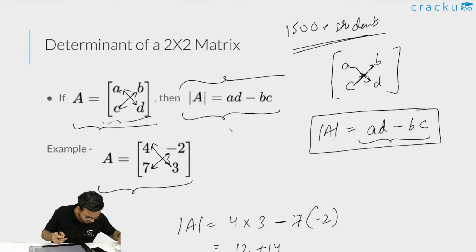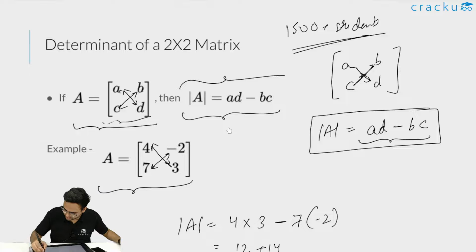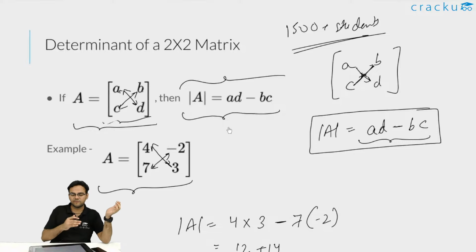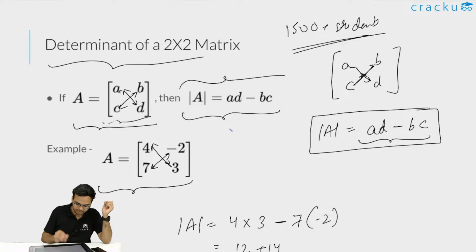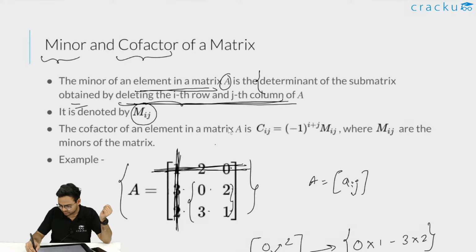So I think we have no doubts in this one. So now let's move to minors and cofactors. So, understanding the determinant of a 2 cross 2 matrix, I think this slide should be before calculating the minors and cofactors. So that's why I took the determinant of a 2 cross 2 matrix. Now let me explain how to calculate the minors and cofactors of the matrix.